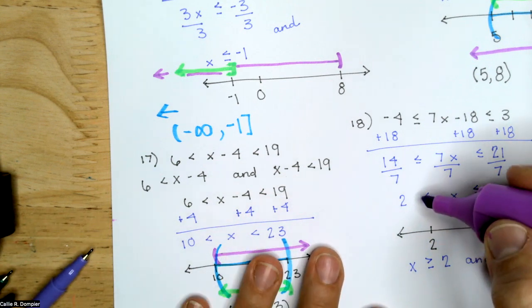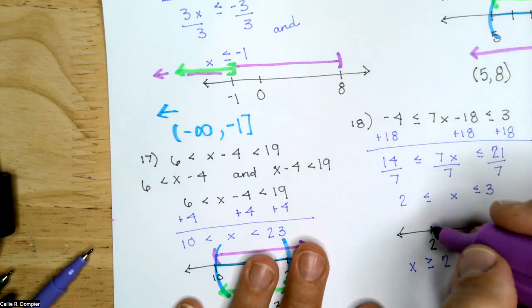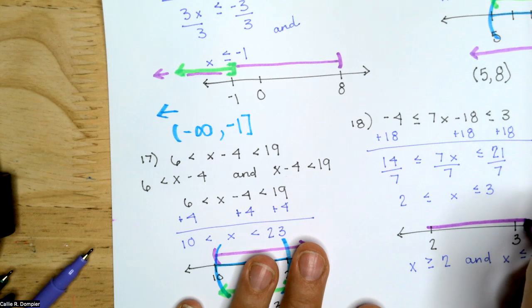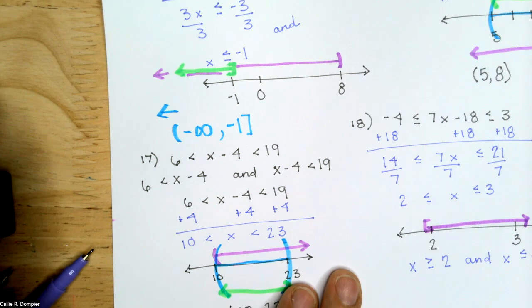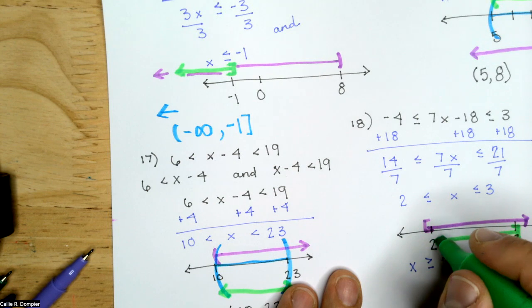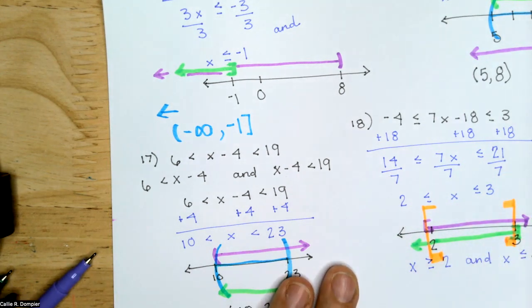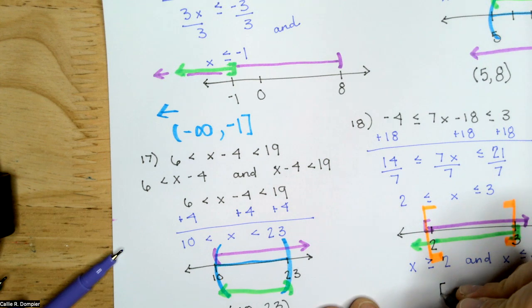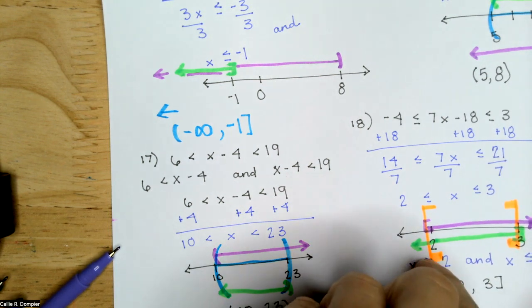Or you can start in the middle and read from right to left. X is greater than or equal to 2, bracket, right? And then x is less than or equal to 3, bracket. And so my answer is going to be bracketed between 2 and 3. The way I would write that is a bracket that begins at 2 and ends at 3 with a bracket. The bracket means that it includes both 2 and 3.